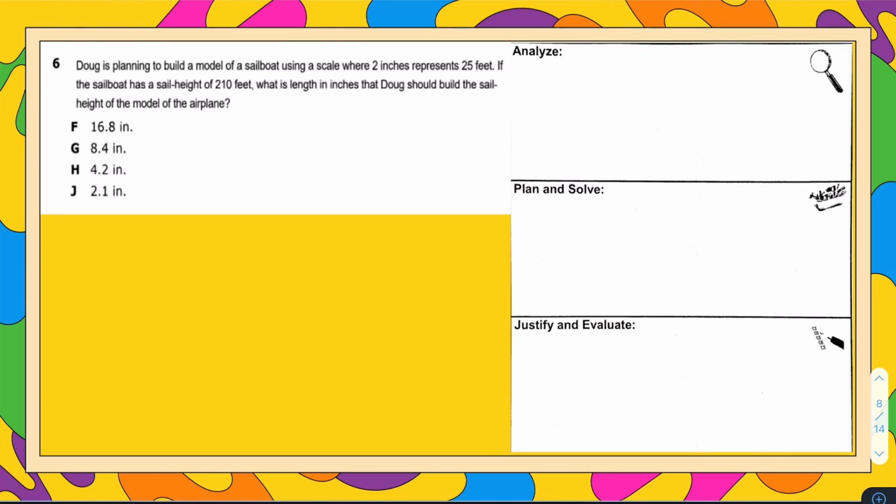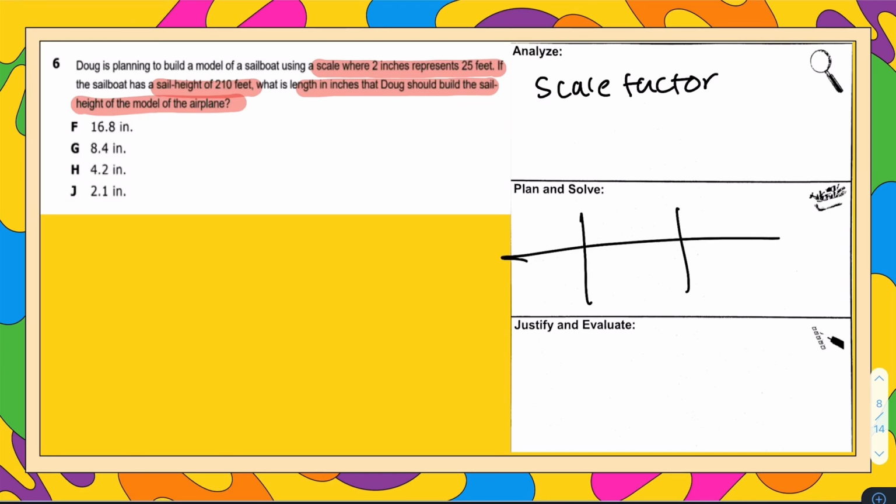Question number 6. Doug is planning to build a model of a sailboat using a scale where 2 inches represents 25 feet. If the sailboat has a height of 210 feet, what is the length in inches that Doug should build the sailboat of the model of the airplane? So, another scale factor problem. Notice how I'm analyzing this problem and determining what type of problem each problem is based on the information given.